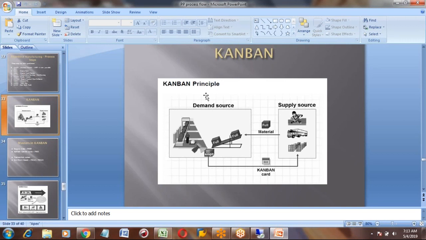Because if somebody asks you what Kanban means, this picture has to come to your mind. There is a demand source and a supply source. The demand source is our assembly area. We will keep material in boxes. Whenever I empty a box, that information goes to the supply source, like our warehouse, our vendor, our manufacturer. By seeing that, he will send the material in boxes. In other words, the material is continuously flowing for production, and there is no ban on it. That's why it's called Kanban.